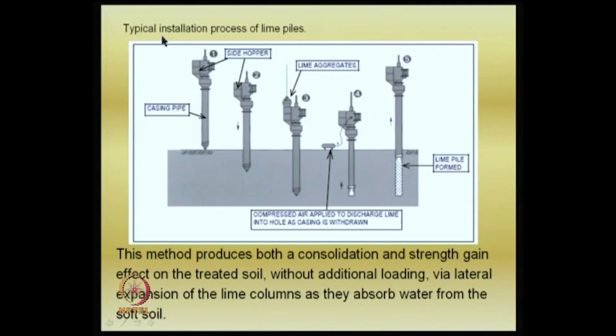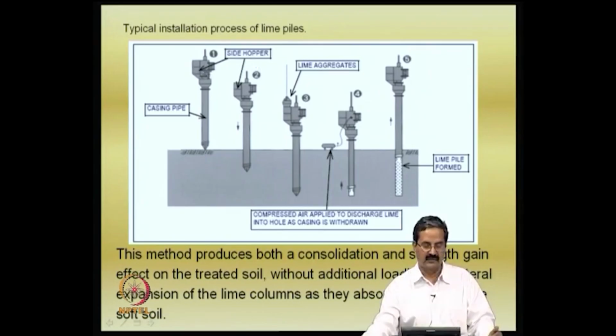So, how do you do this installation? For example, this is a hopper, which can be connected to a vehicle. You insert it, and you have lime aggregates and materials. A compressed air arrangement is applied to discharge the lime into the hole. As the casing is withdrawn, the lime is added, and you complete the whole process and have the lime column formed.